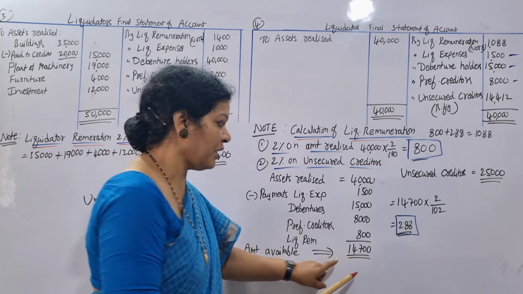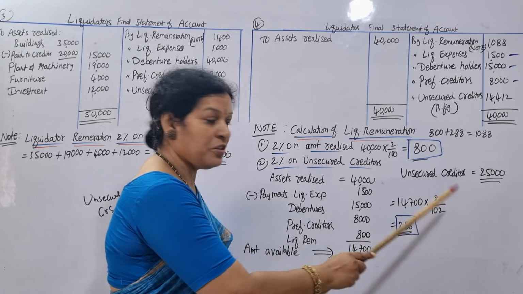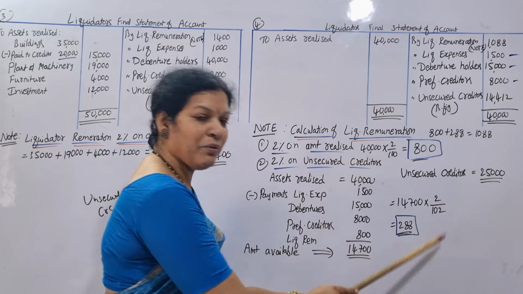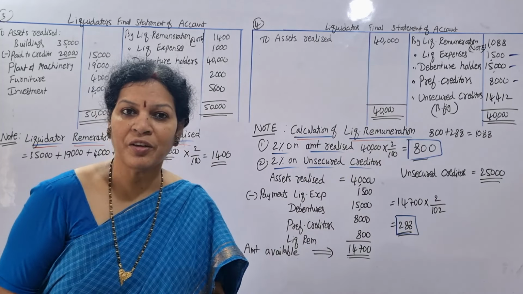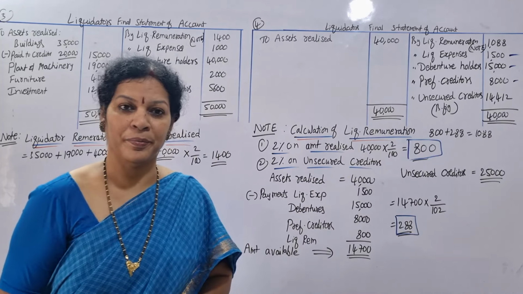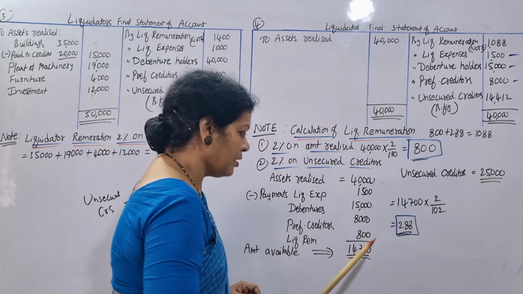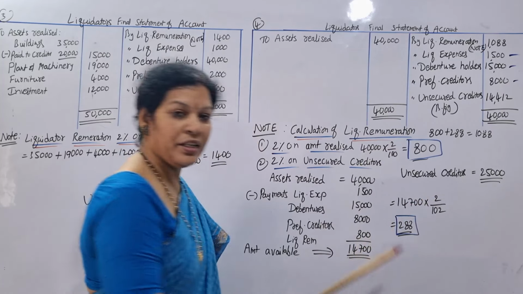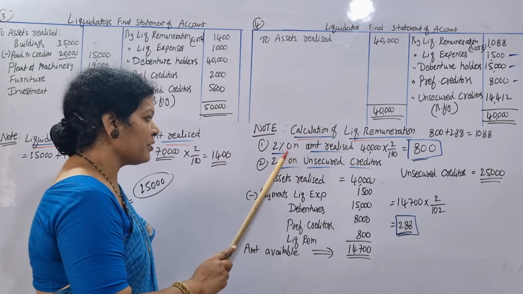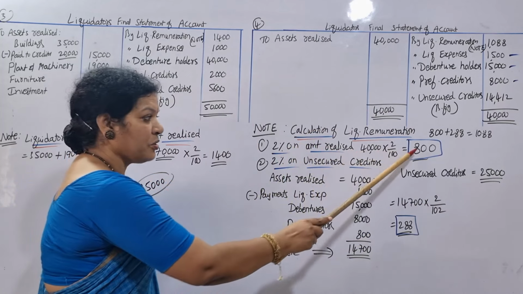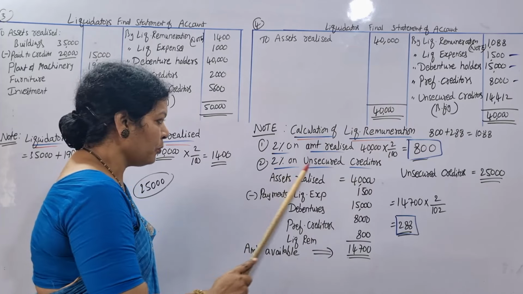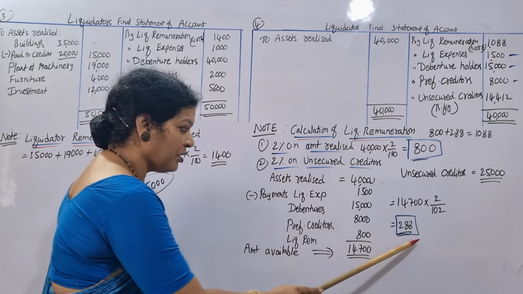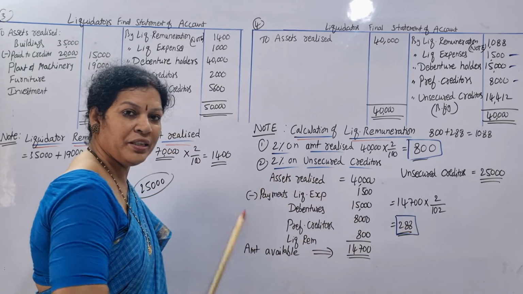Amount available into percentage is 2%. 2 by 102. If it is sufficient, 2 by 100. Insufficient means 14,700 into 2 by 102. It comes to 288. First, 2% on amount realized is 800 you got. Now 2% on unsecured creditors you got 288. How did you get 288?